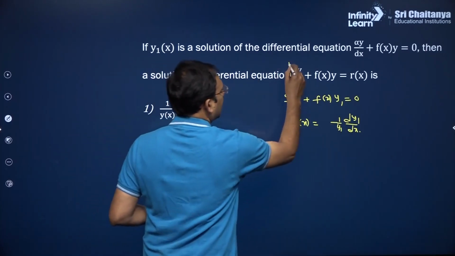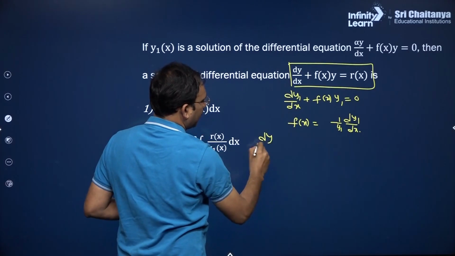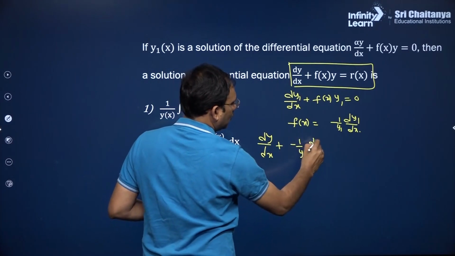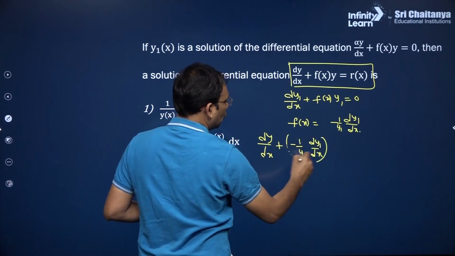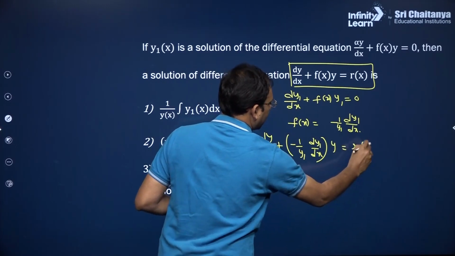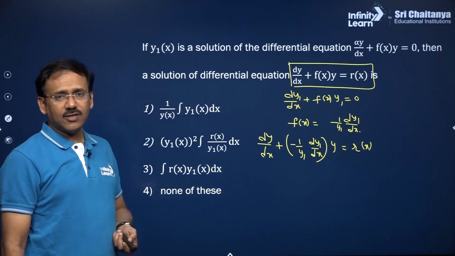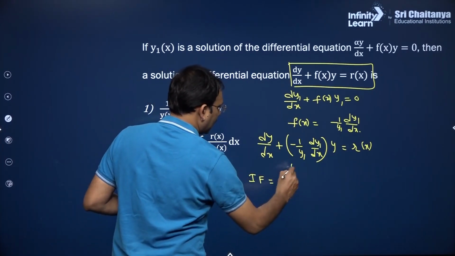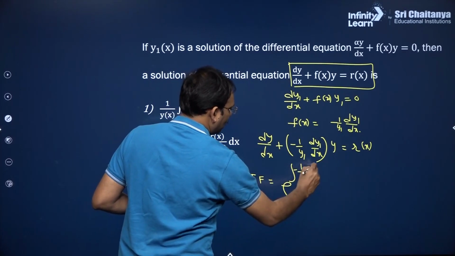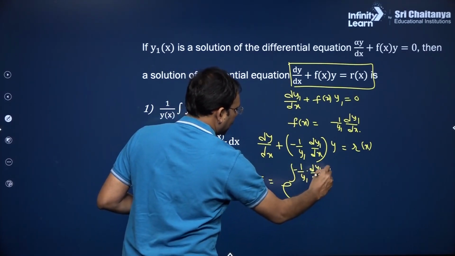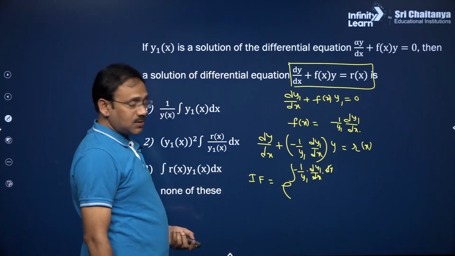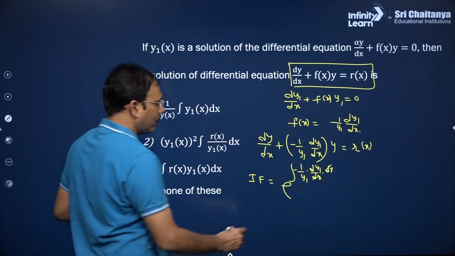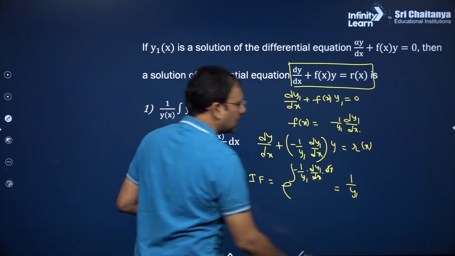Now you consider the given differential equation, which is dy by dx plus f of x, that is minus 1 by y1 into dy1 by dx, into y is equal to r of x, my dear friends. This is clearly LDE, linear differential equation. Integrating factor is equal to e power integral minus 1 by y1 into dy1 by dx into dx. So my dear friends, this is minus comes, which is 1 by y1 is log y1, which becomes 1 by y1 is the integrating factor.